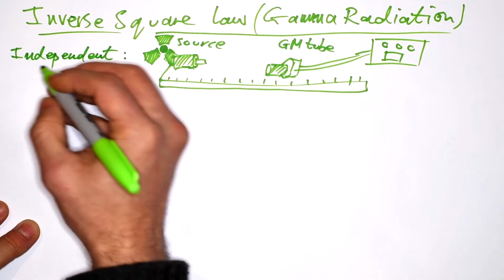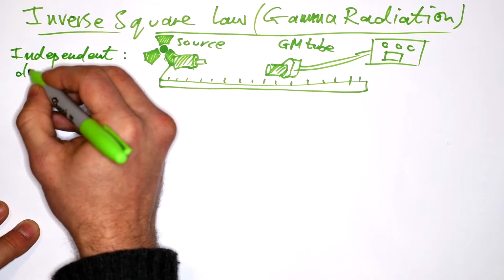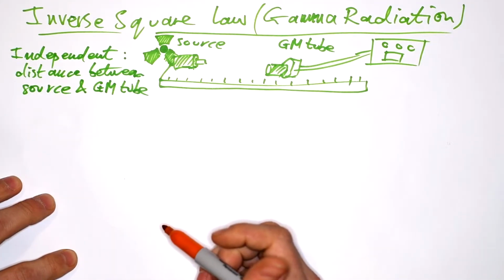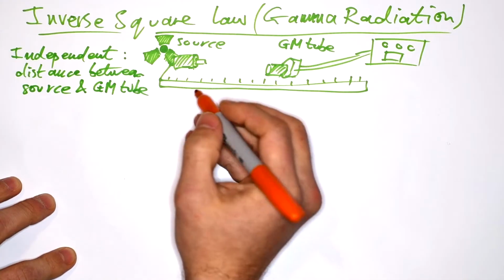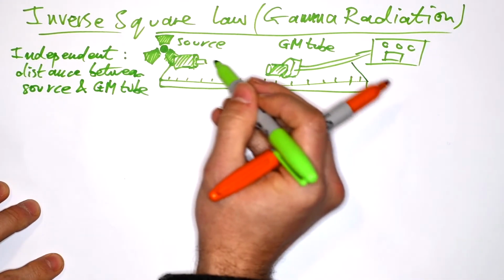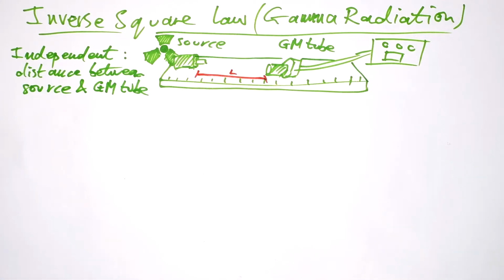So what's our independent variable going to be? It's going to be the distance between the source and the GM tube. And it's up to you where you decide to measure the length from and to, but you just need to be consistent. But I would do it from the very edge of the source to the very edge of the GM tube. So the shortest distance between the two objects.